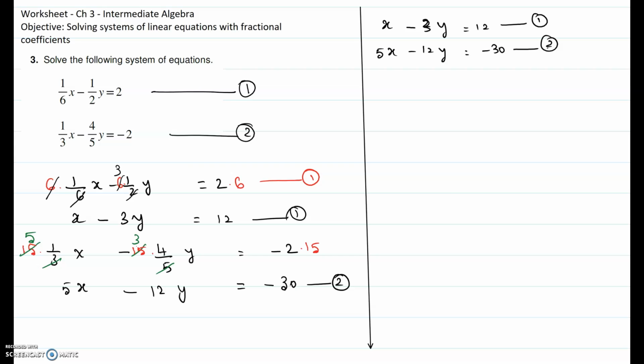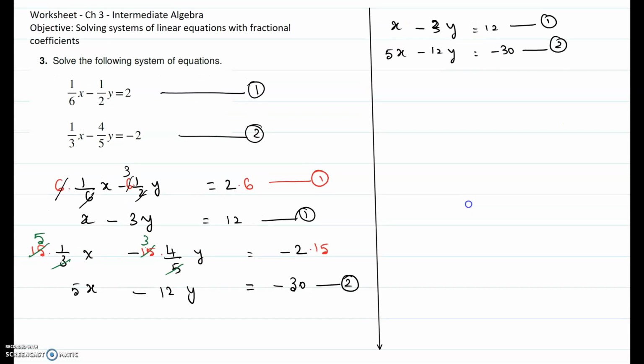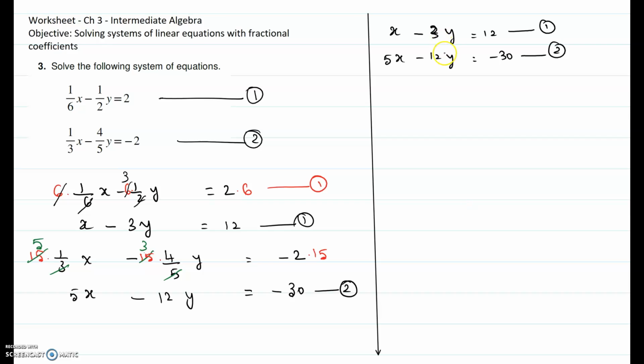At this point, we can use the elimination method or addition method. We can either make the coefficient of x equal or the coefficient of y equal. So we'll make the coefficient of x equal and opposite. So we will multiply the first equation by negative 5, both sides by negative 5.